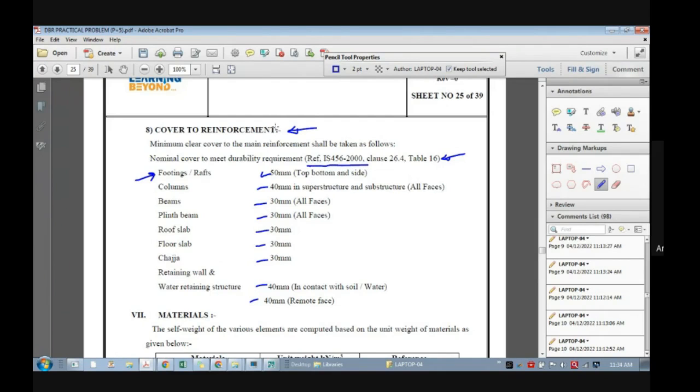Why do we want cover? Because it will be used in design. Don't forget, whenever we calculate effective D, how do we calculate it? Total D minus cover minus diameter by 2. So this cover is required for calculation in design, and that's why I'm putting values. This is required in design and in drawings also.